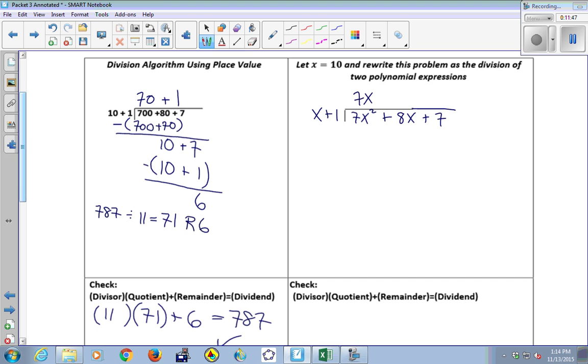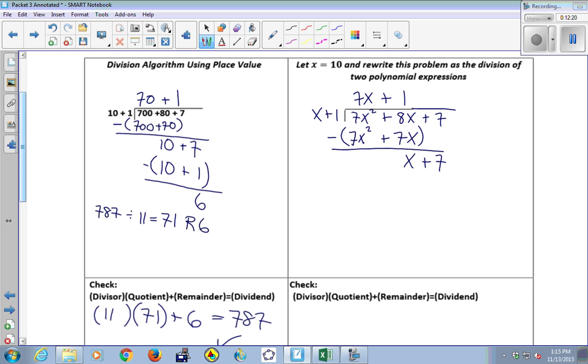So I put a 7x up here. And I multiply. 7x times x is 7x squared. 7x times 1 is 7x. And then I subtract. 7x squared minus 7x squared is 0. 8x minus 7x is 1x. Bring down the plus 7. Then you do it again. You say, okay, what do I multiply x by to make x? 1. So I've got a plus 1 here.